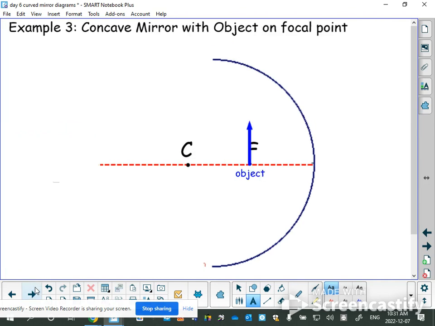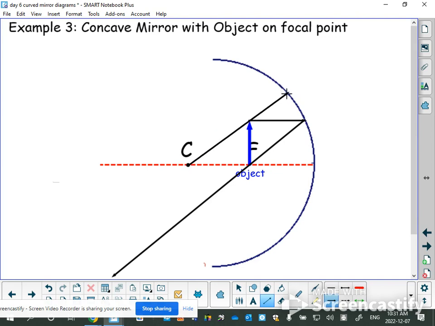We'll try another one. Now, this one's unusual because when I put my rules on, all of a sudden I have a problem. You'll notice my first one goes in straight down through the focal point. No problem. I can't even draw my second one because how do I go through the top of the image and then the focal point? They're sitting on top of each other. We'll draw our third one though, just to check. My third one, center of curvature, through the top of the object, back along itself. What you'll notice is you ended up with 2 parallel lines. 2 parallel lines will never cross.